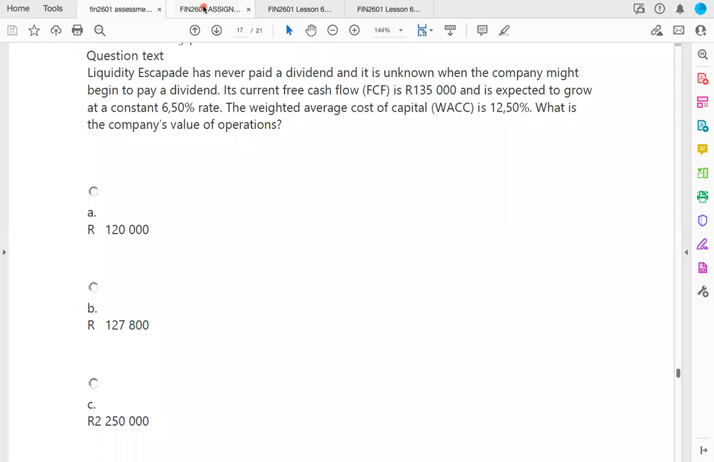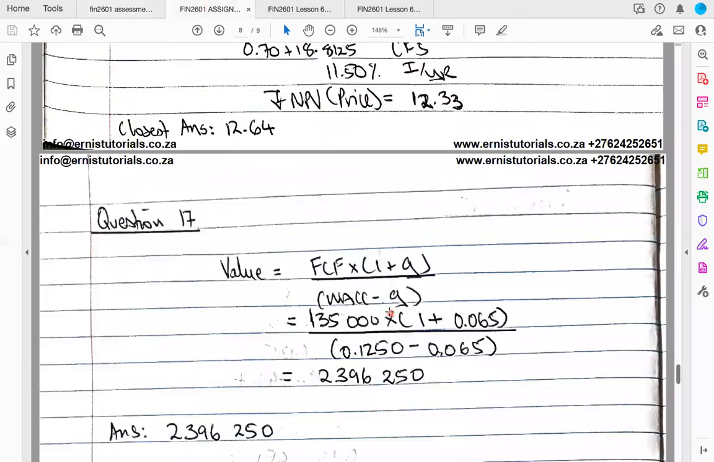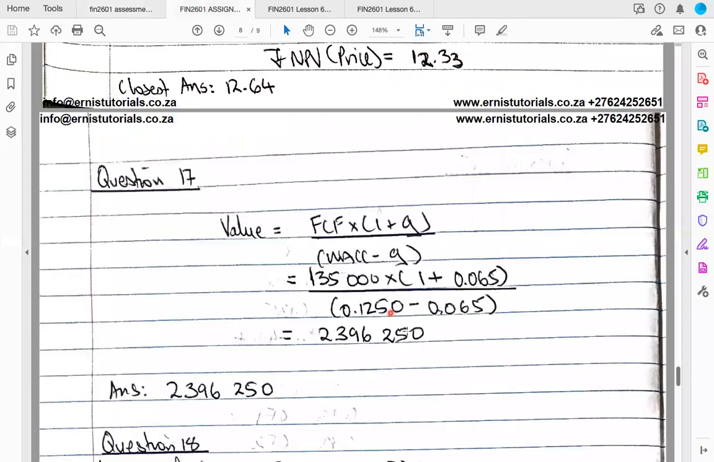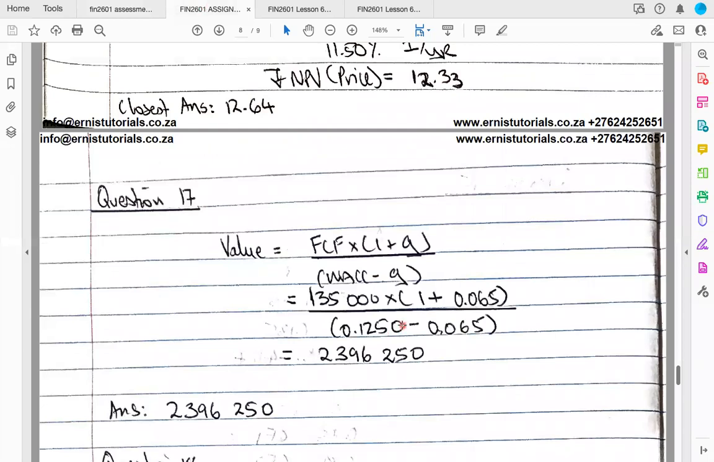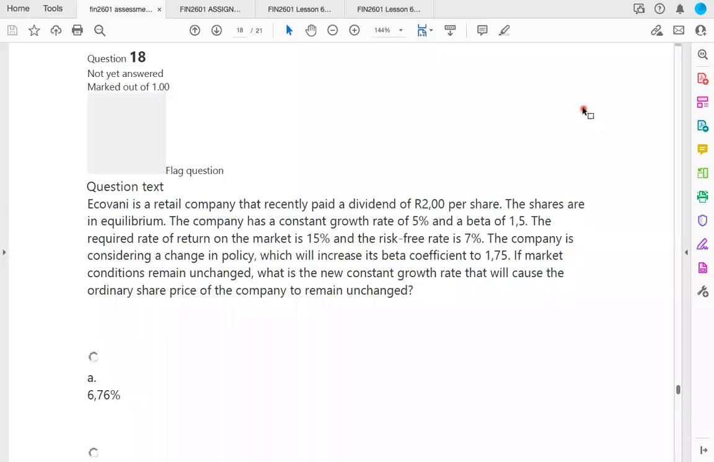So that one is a bit simple, straightforward. The calculation is here on the screen. It's not really that complicated. Next, let's look at question 18.